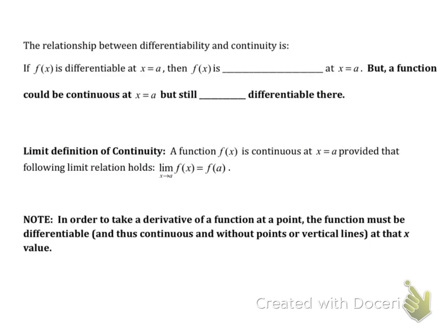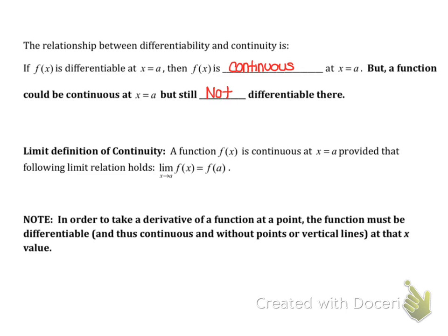The relationship between differentiability and continuity is, this is just the formal way of repeating what I just said: if f of x is differentiable at x equals a, then the function f of x is continuous. So if we can find the derivative, it means it's continuous at that value for x, but the function could be continuous and still not differentiable if it has a corner, a vertical tangent line, or a cusp.